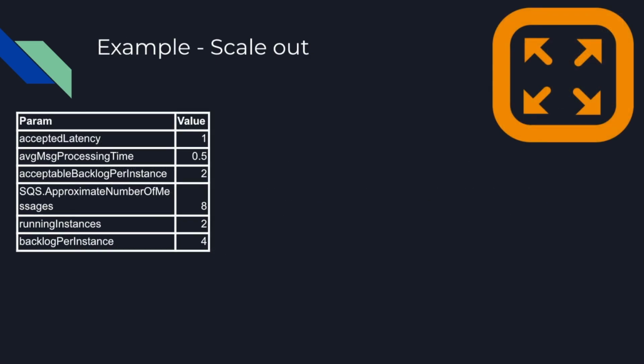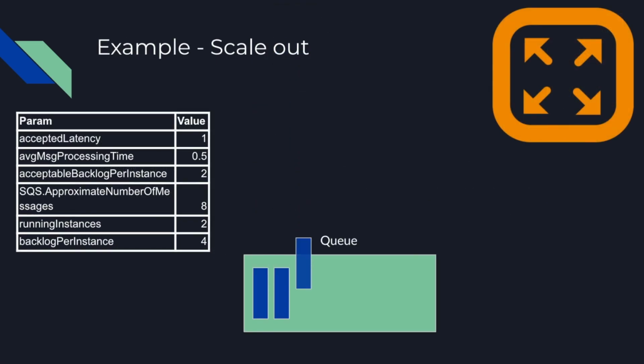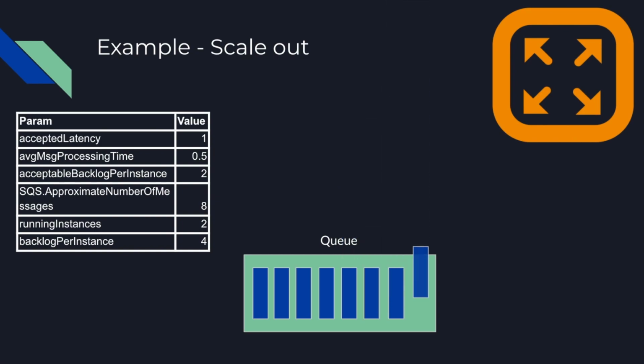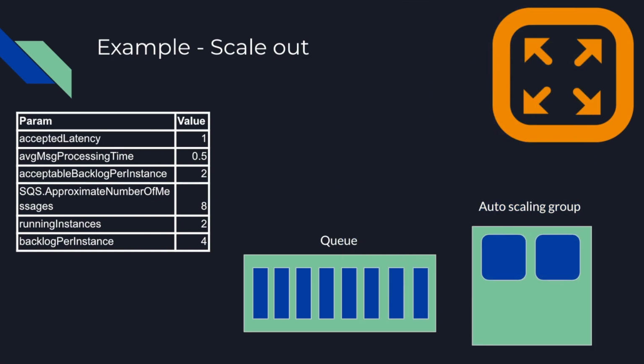To illustrate with an example, let's say that the current approximate number of messages is 8 and the running instances is 2. If the average processing time is 0.5 seconds and the longest acceptable latency is 1 second, then the acceptable backlog per instance equals 2. This means 2 is the target value for your target tracking scaling policy. If the backlog per instance is currently at 4, then your auto-scaling group scales out, and it scales out by 2 instances to maintain that proportion to the target value.